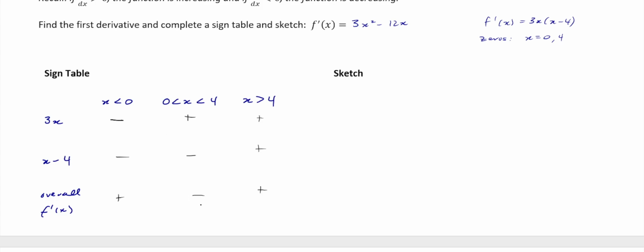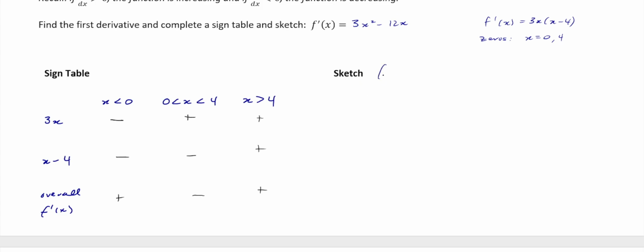The first derivative is negative between 0 and 4, so the function is decreasing between 0 and 4. And the first derivative is positive for x values greater than 4, so that means that the function is increasing. Now we can also sketch the first derivative.